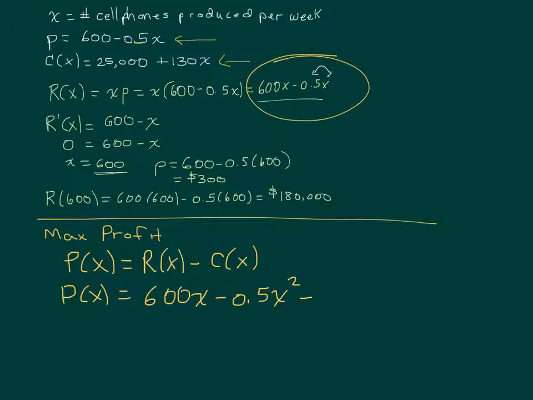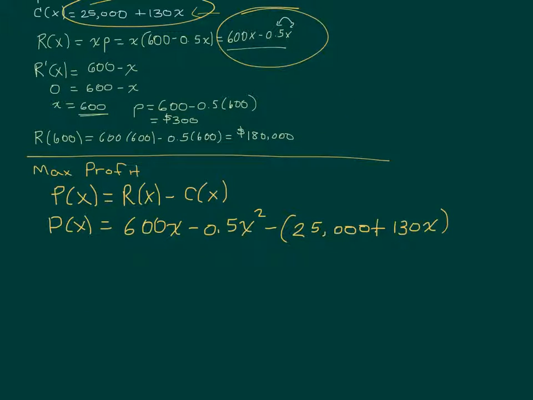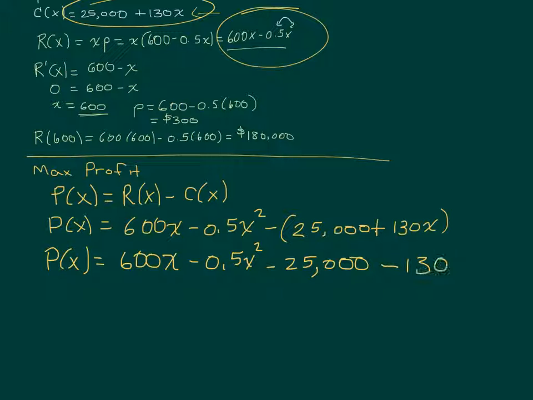minus the cost function, which was given to me, but you have to be careful. You have to subtract the entire function. In other words, I'm going to have to distribute this negative sign. So let's do that. I get my profit equals 600x minus 0.5x squared. All I'm doing this step is distributing the negative sign.